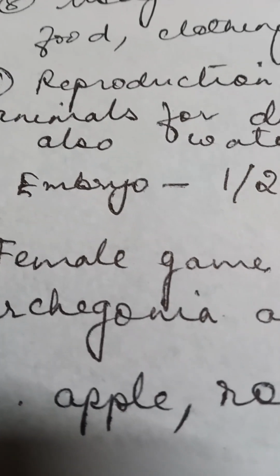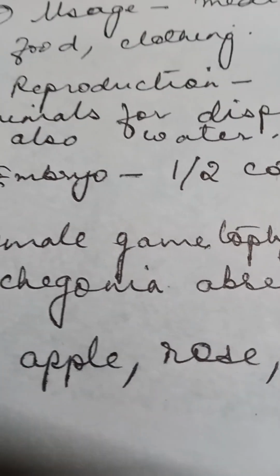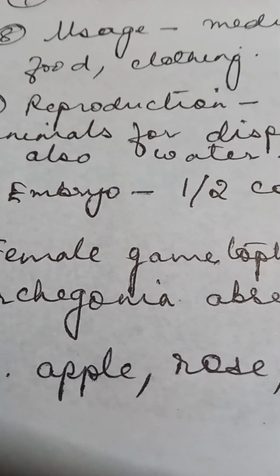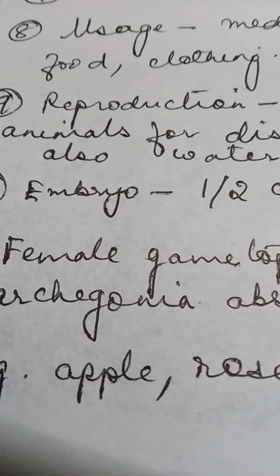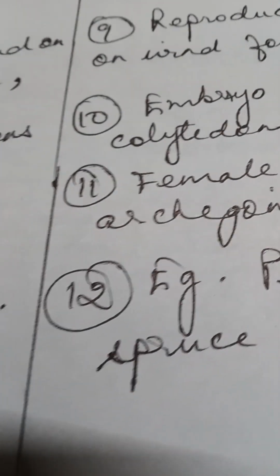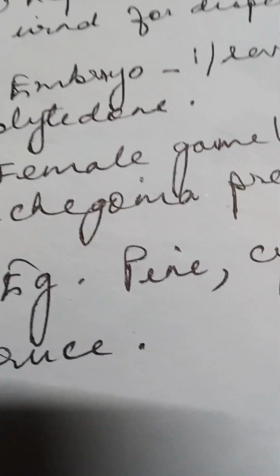The 11th difference is in case of angiosperms, the female gametophyte does not have archegonia. That is, in the female gametophyte, archegonia is absent. Whereas in case of gymnosperms, in the female gametophyte, archegonia is present.